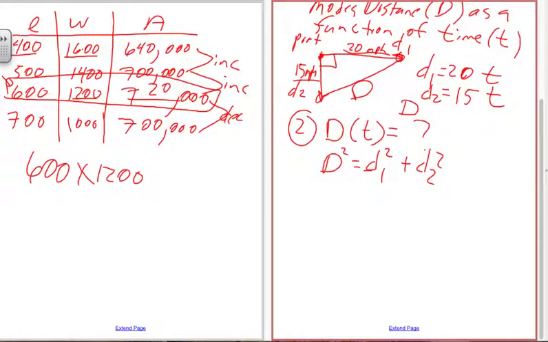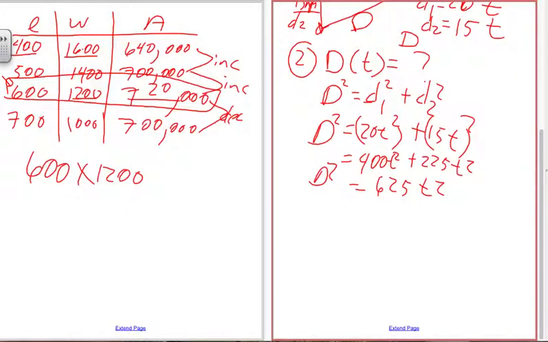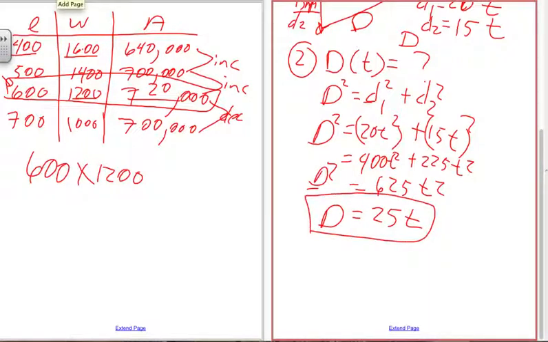Then I plug in for these ones, so D squared is going to equal 20T squared plus 15T squared, which is 400 T squared plus 225 T squared, which is 625 T squared, and that's D squared. So I'm going to take the square root of that, and because I'm after distance, I'm only interested in the positive. Square root of 625 is 25 T, and there is your formula for distance.